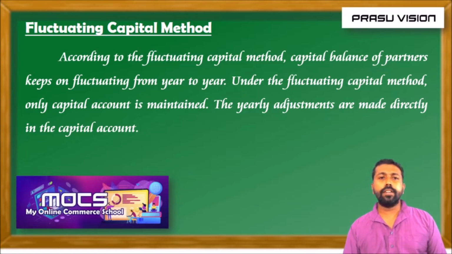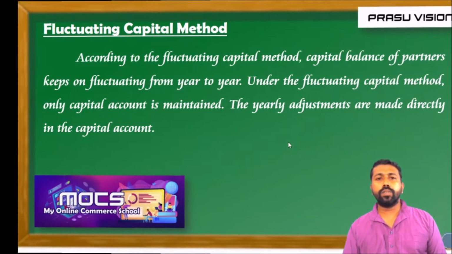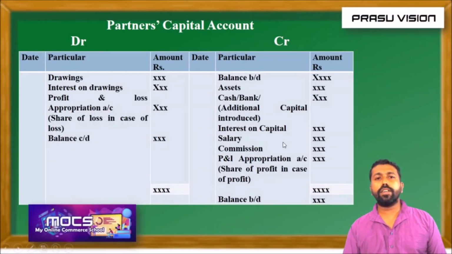So remember, according to the fluctuating capital method, capital balance of partners keeps on fluctuating from year to year. Under the fluctuating capital method, only the capital account is maintained and the yearly adjustments are made directly in the capital accounts. So we have to go to the format of partners capital account under the fluctuating capital method.